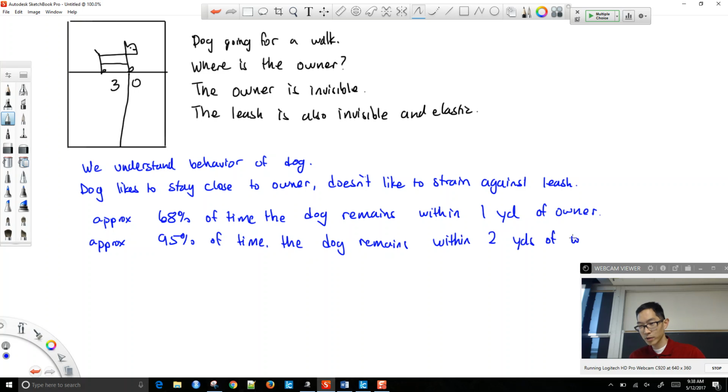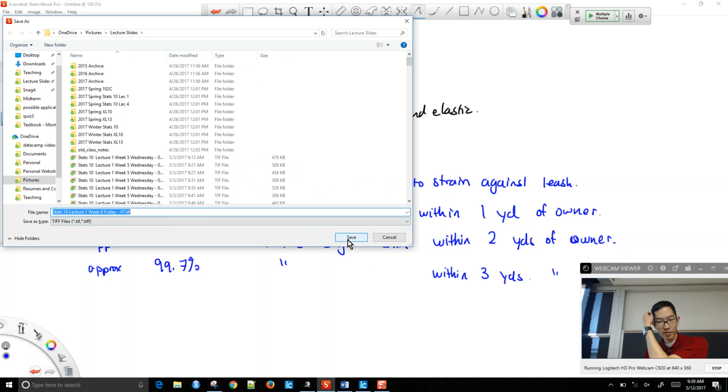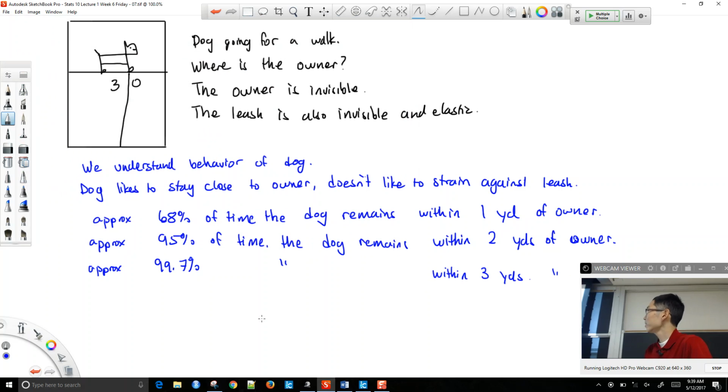And what's the last sentence I'm going to write? I would say approximately 99.7% of the time, the dog remains within 3 yards of the owner. Okay. And so, if we see the dog at the 30, what can we say about the location of the owner?